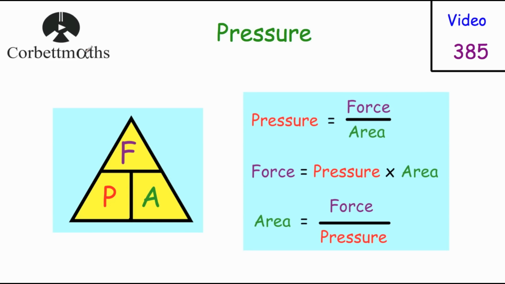So we're going to look at another one of our compound measures in M3, and that's pressure. In M1 we had speed, in M2 we had density, in M3 we're going to look at pressure, and that's video 385 in Corbettmaths. And pressure is force divided by area.